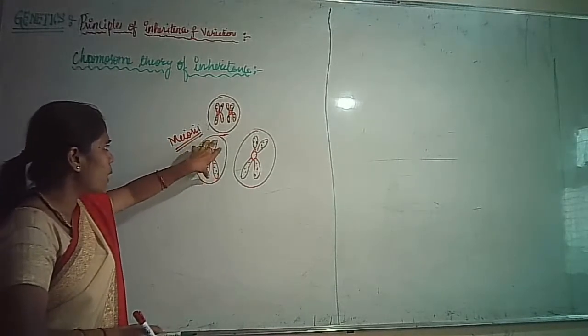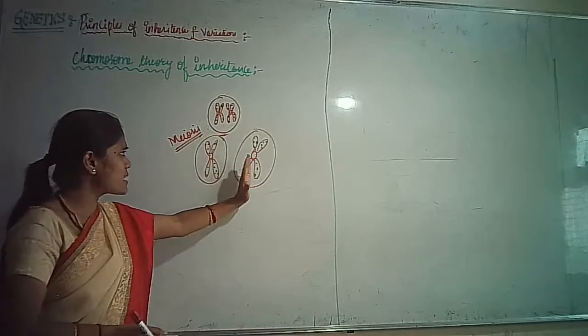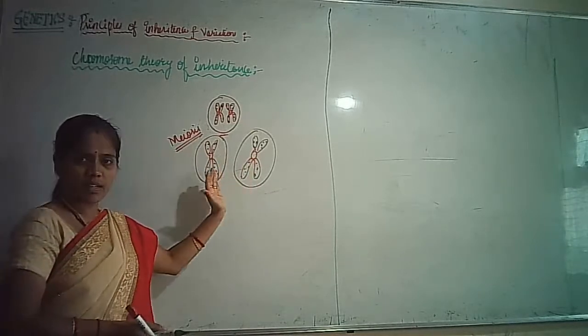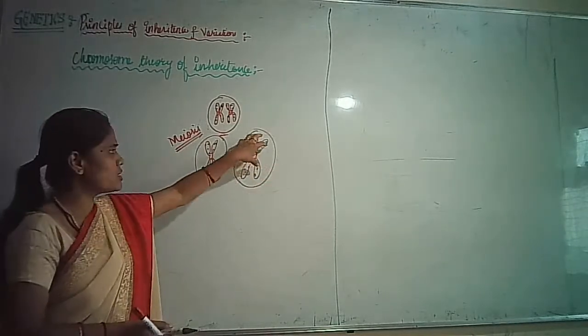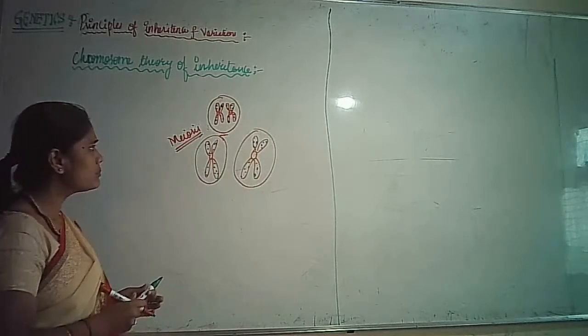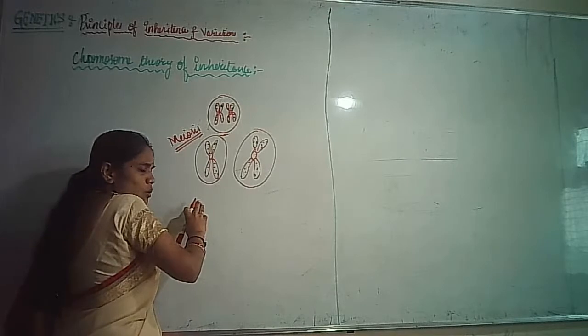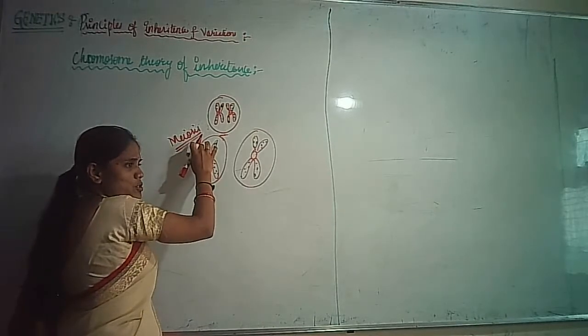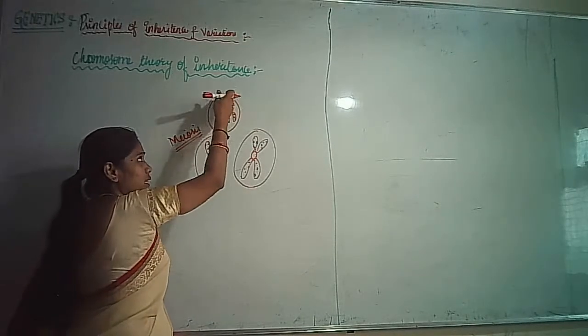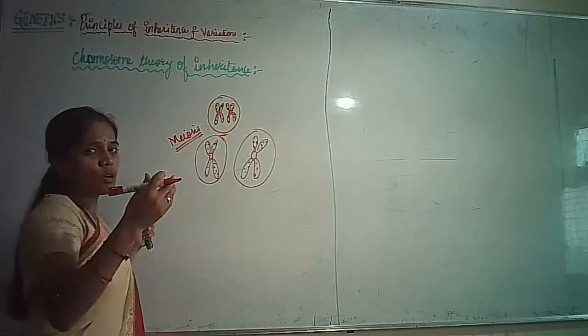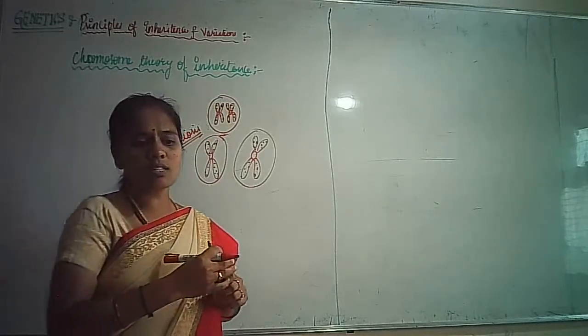But here, the gametes consist of one chromosome, separated, with the genes and alleles on it. During the process of meiosis, what happens? Cell division takes place. Meiosis is a reductional division. You know this, isn't it?